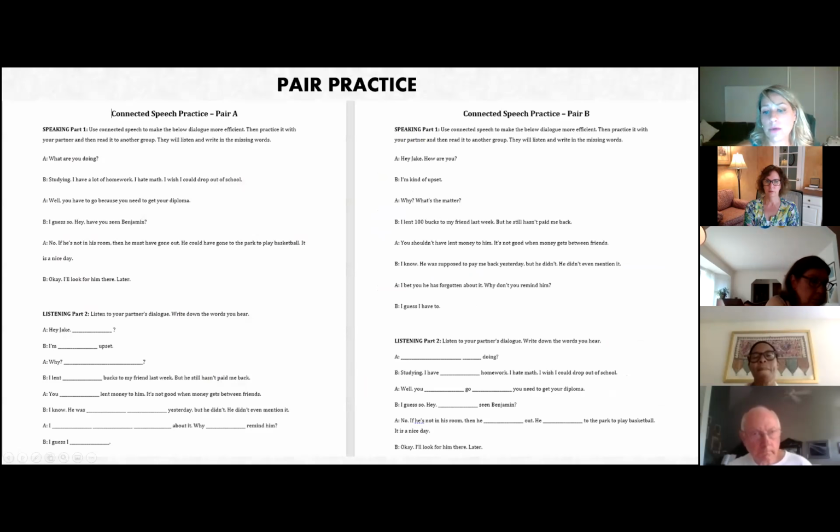And then here's some more activities for you, okay? So connecting speech and letting them listen to it. So these are partners. You say this one and they fill it in here. They say this one and you fill it in here. Okay, so these are two partners, a partner activity for you.